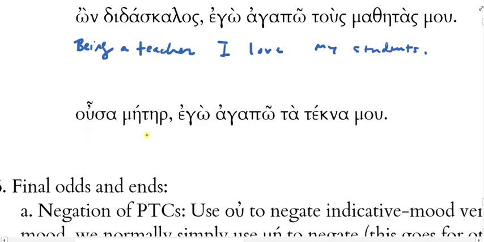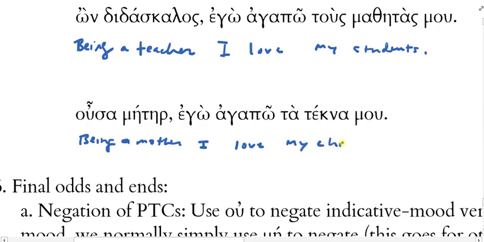Okay. Now, look at this next one. I have ousa meter. Say that with me. Ousa meter. Ego agapo. Ta tekna mou. What's ousa mean? Being. Good. Meter. A mother. Ego, I love. Ta tekna mou.